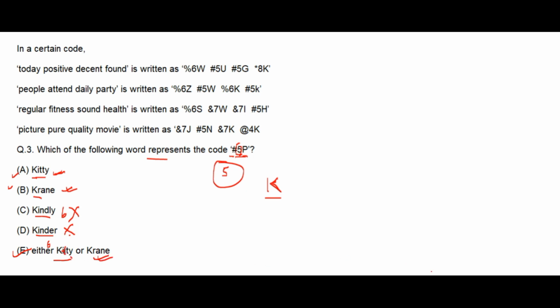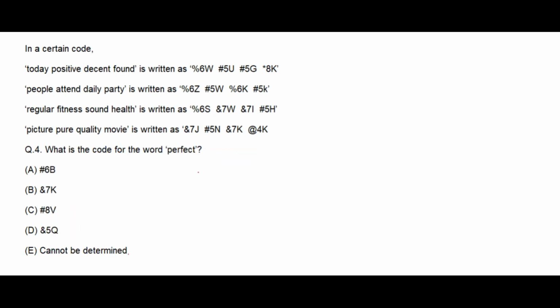Fine, so come to the next question. Our fourth question is: what is the code for the word perfect? How many alphabets are there? 6 alphabets. What is the reverse alphabet of P? K. What will be the symbol for a word having 6 alphabets? Here we can see this is the code for a word having 6 alphabets, and the symbol is percentage. So the answer will be %6K. We don't have that among the options, so none of these will be the answer.